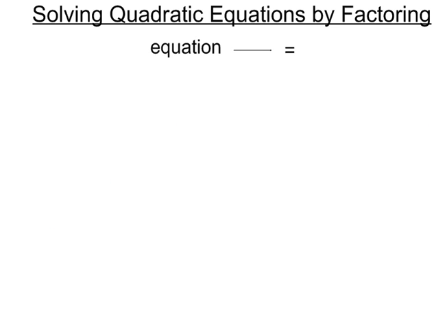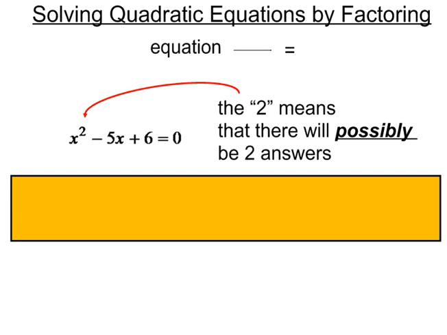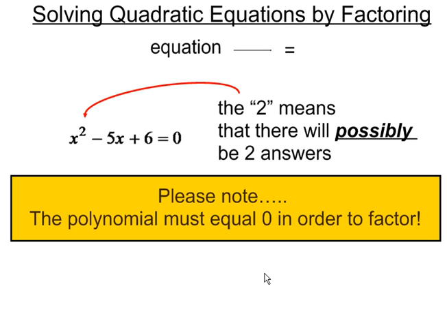So let's take a look at some things about factoring. First of all, remember that an equation means that it's an equal sign. Now, when we've been talking about factoring, we just looked at this quadratic by itself, standalone, and factored it. Now the only difference is we're going to add this equals 0 because we're solving an equation. We have to remember that the exponent of 2 means that there will possibly be 2 answers. And remember that when we solve by factoring, a polynomial must equal 0 in order to factor. The reason that it equals 0 is because that is where we're going to find the roots of the equation.